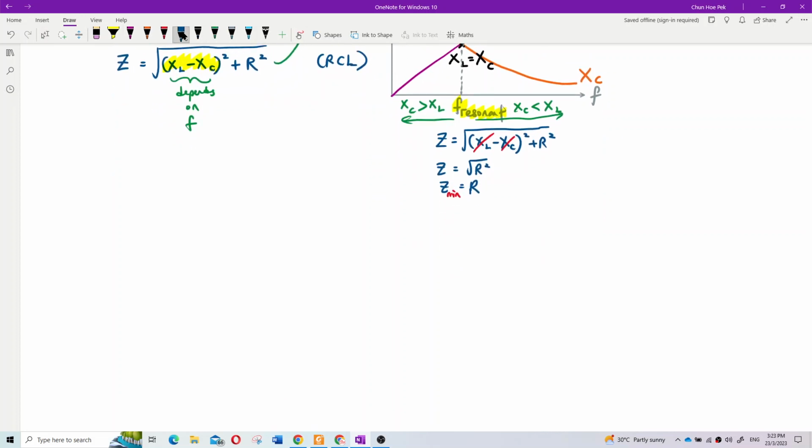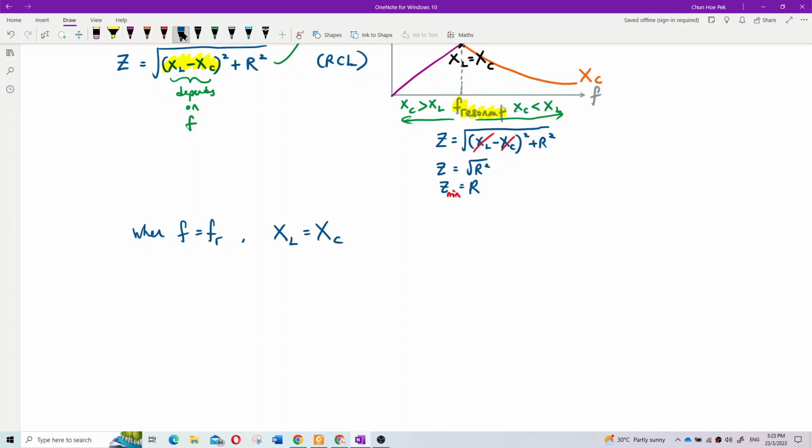Okay. So when frequency equals resonant frequency, Fr, the most important thing is XL equal to XC. Okay, XL equal to XC.